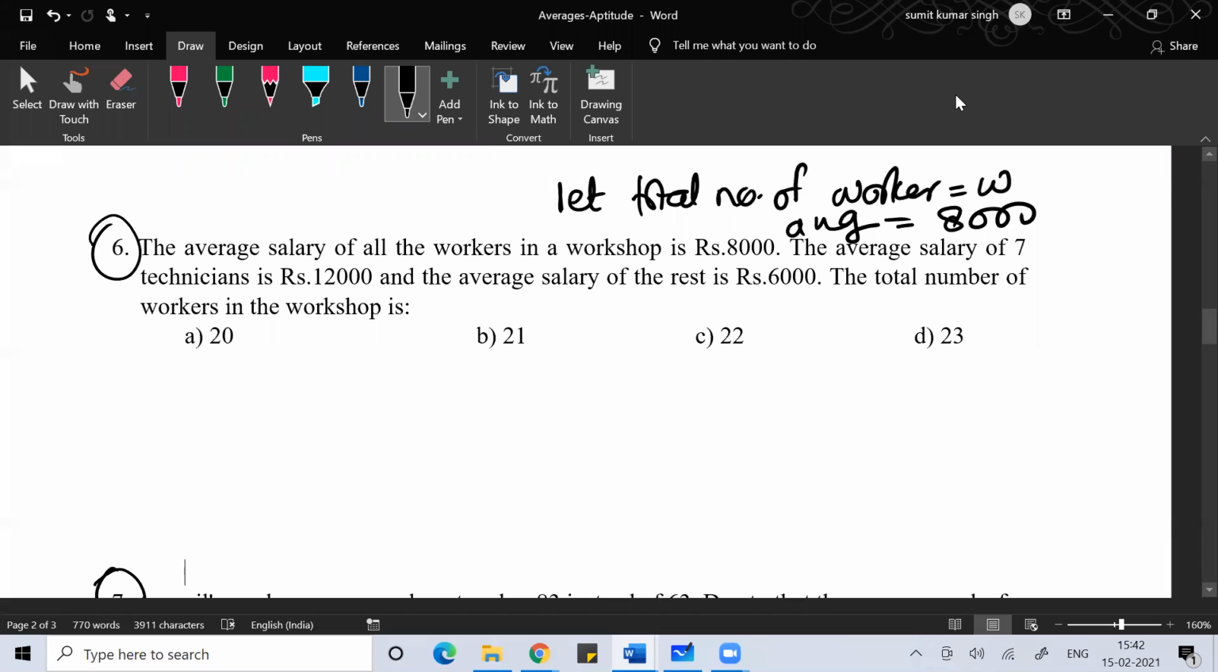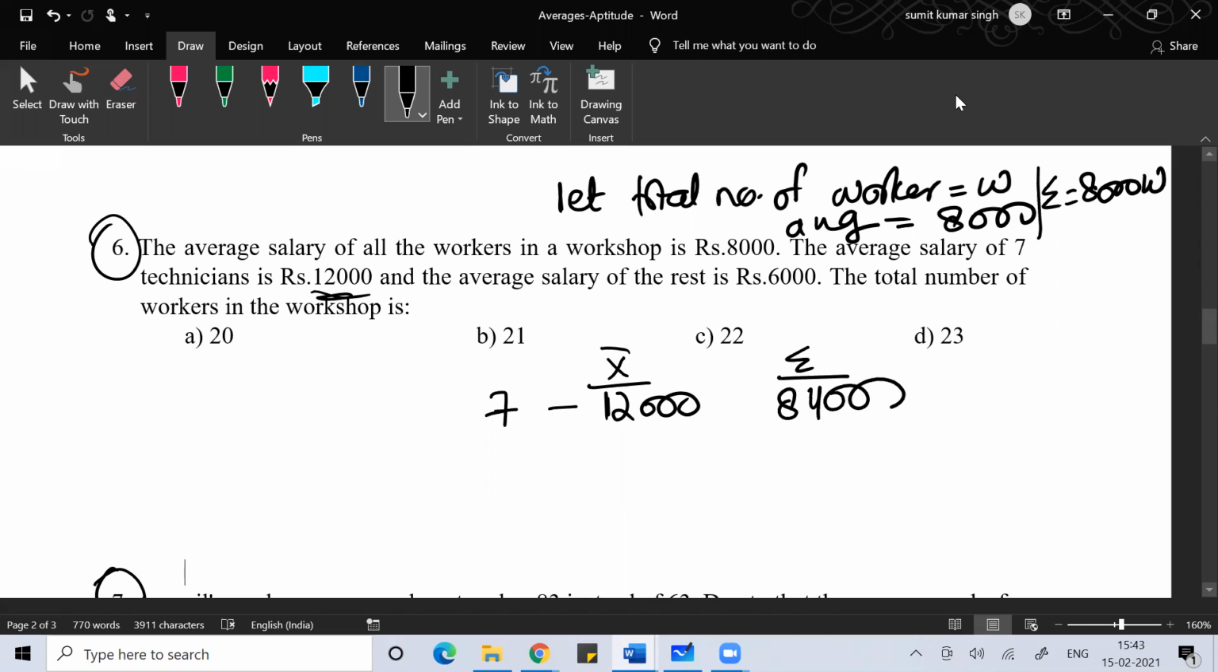So let the total number of workers be W. The average is 8,000. So the total they will get is 8,000 W. Out of the workers, there are seven technicians, and their average is 12,000. So their total will be 84,000.